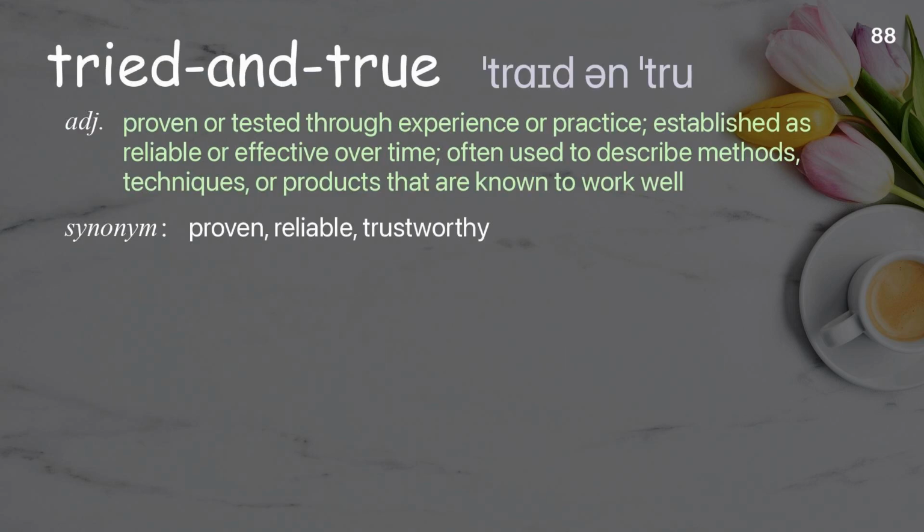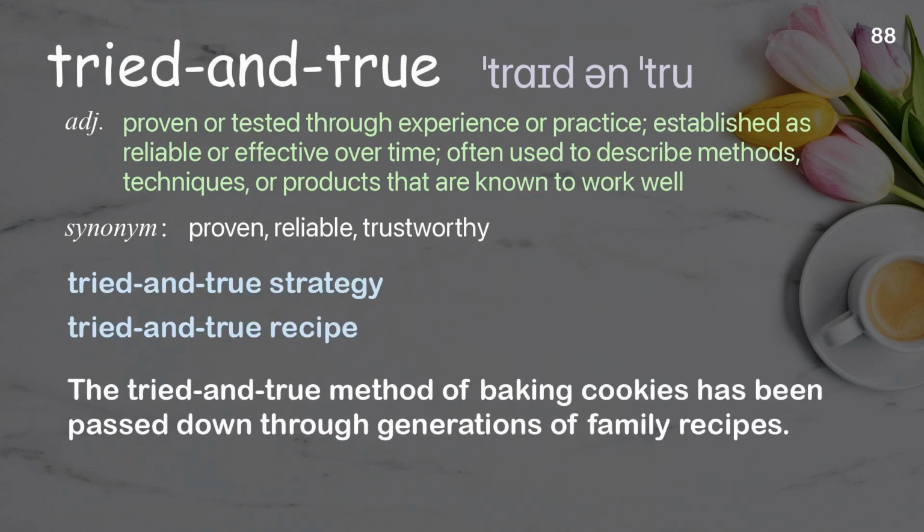Tried and true. Proven or tested through experience or practice, established as reliable or effective over time, often used to describe methods, techniques, or products that are known to work well. Examples: Tried and true strategy. Tried and true recipe. The tried and true method of baking cookies has been passed down through generations of family recipes.